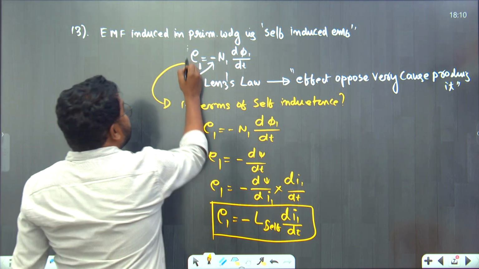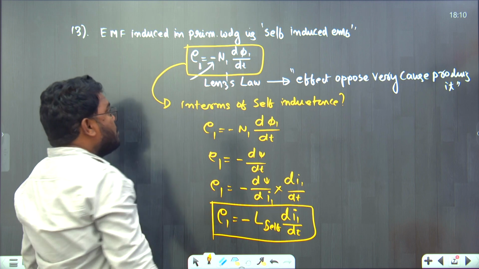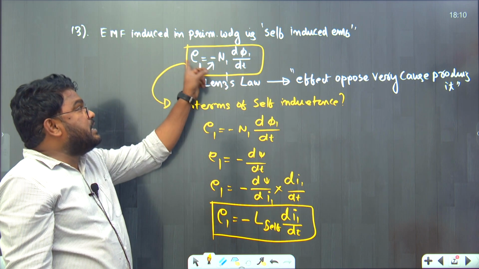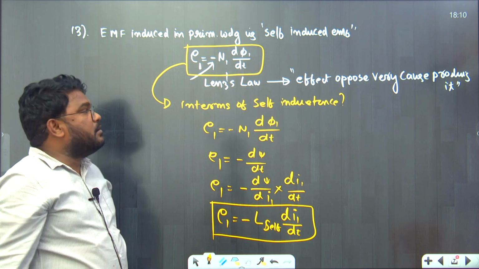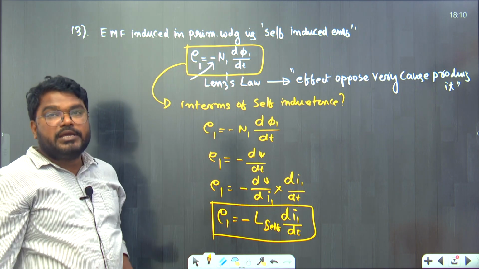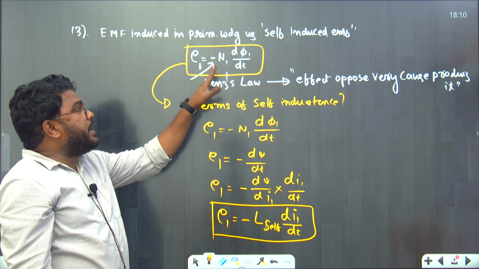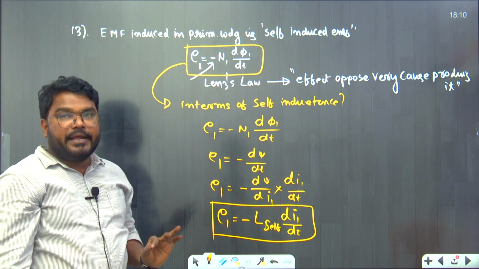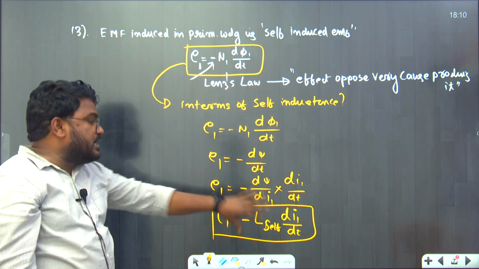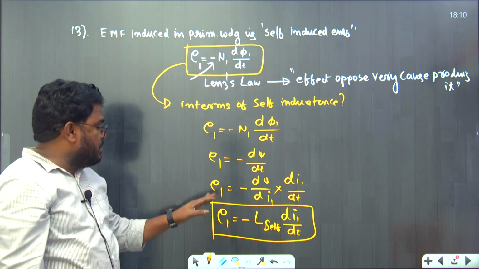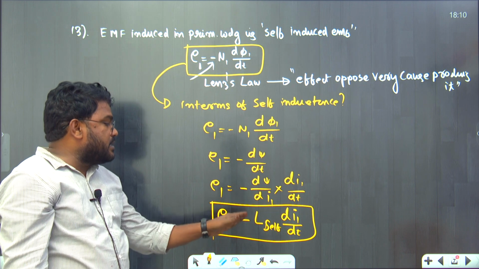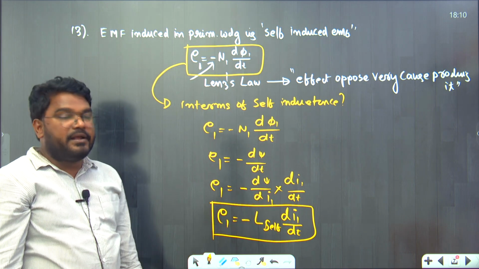From the question's point of view, if the question is given in terms of the turns of the winding, how do we find the induced EMF? E1 is equal to minus N1 d phi by dt. Suppose the inductance is mentioned, then how do we find the induced EMF in the primary winding? E1 is equal to minus L di by dt.